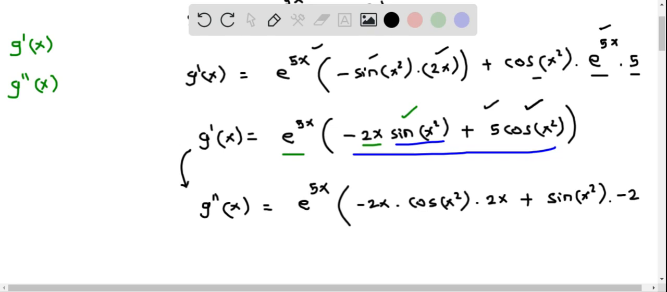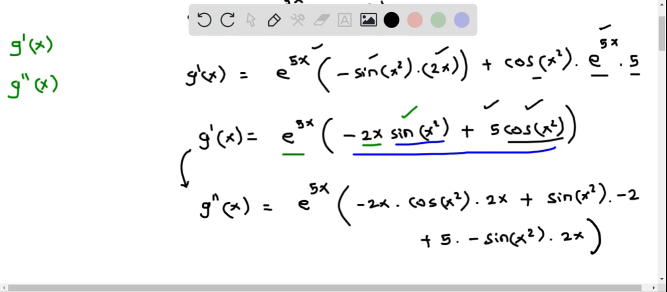Now we will do the derivative of 5 cosine x squared. Here we can find this derivative by writing the 5 first and finding the derivative of cosine x squared, which is negative sine x squared, and then multiplied with the derivative of x squared, which is 2x.